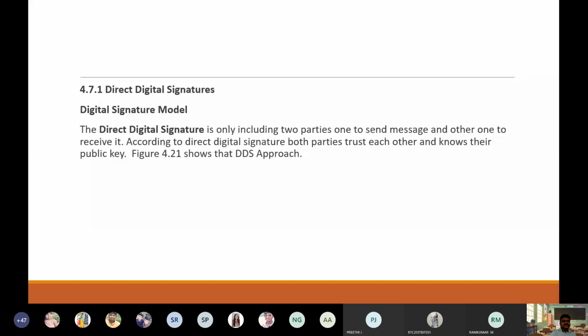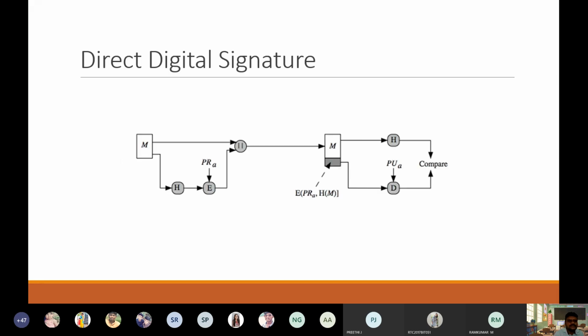And the second thing is the public keys of both the sender and receiver will be known mutually. So the receiver's public key and the sender's public key are known. These are the important points in the direct digital signature. Those two persons, sender and receiver, trust one another. Clear? So these are some points in the digital signature model. This is a direct digital signature.